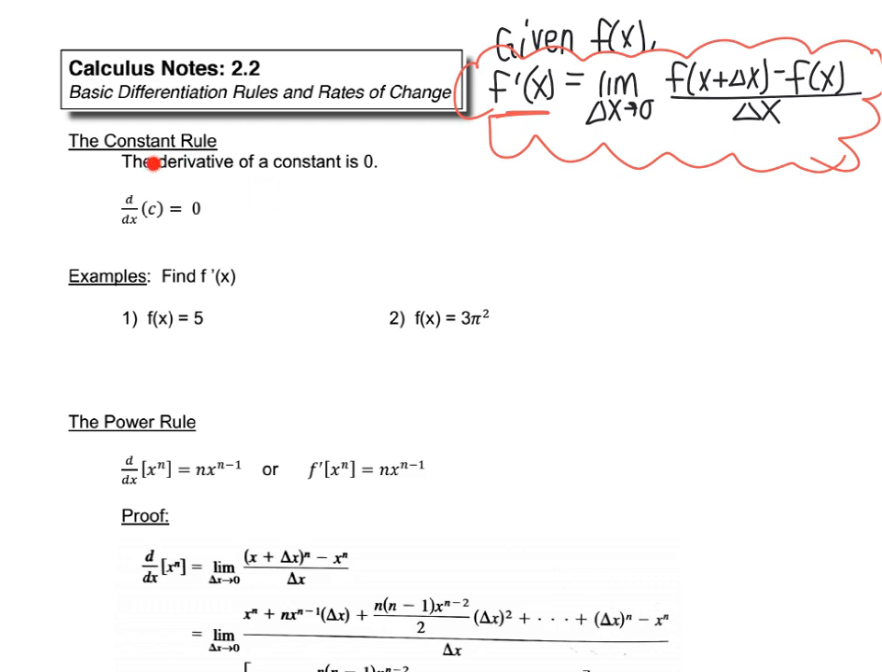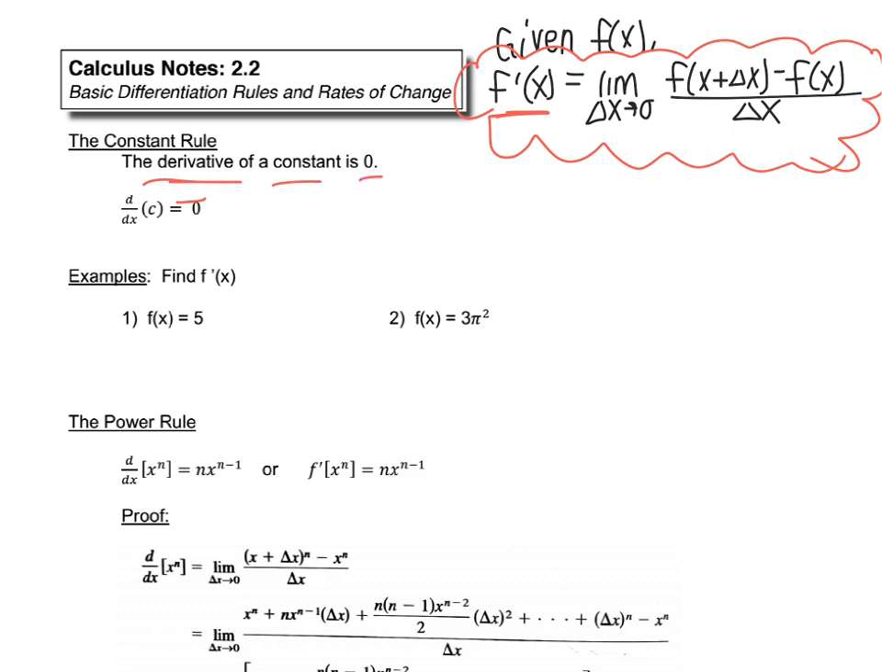So let's talk about the constant rule first. The derivative of a constant is 0. I'm going to say that again, but instead of saying derivative, I'm going to say slope of a tangent line. The slope of a tangent line of a constant is 0.